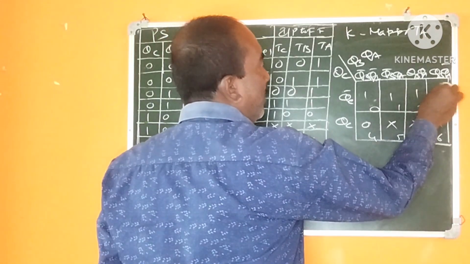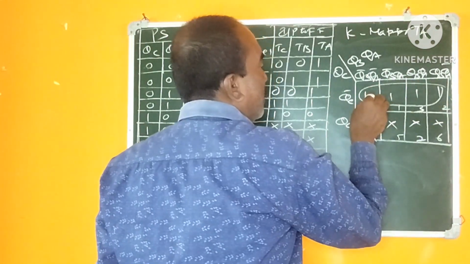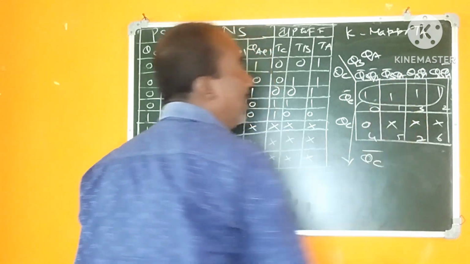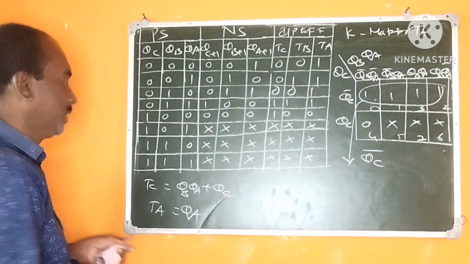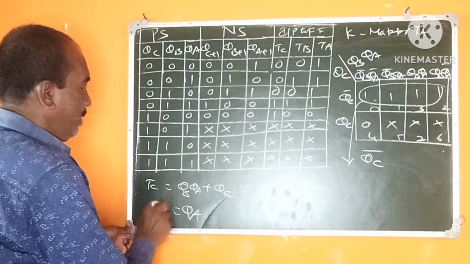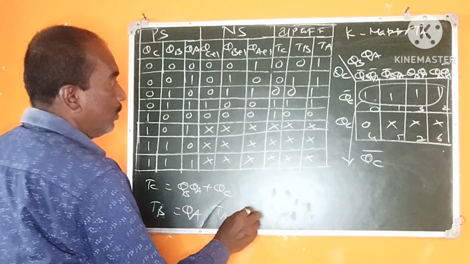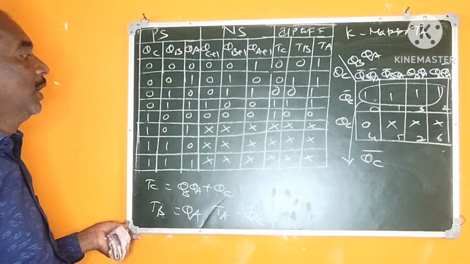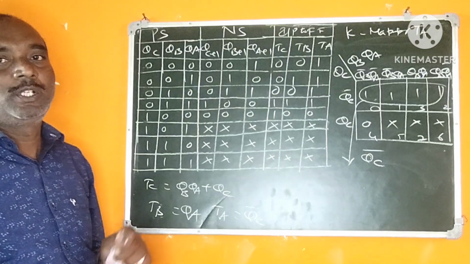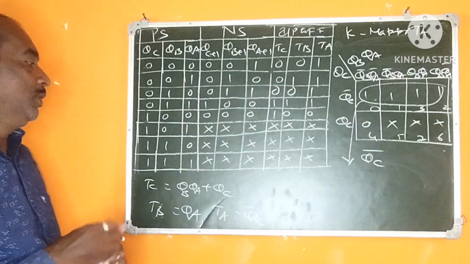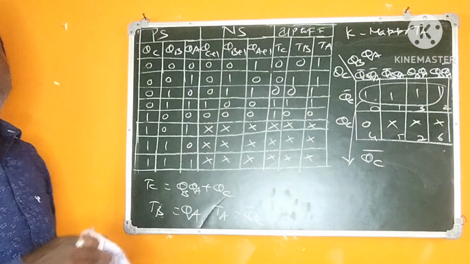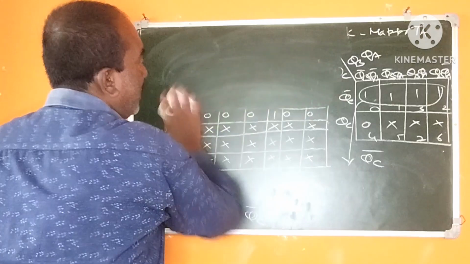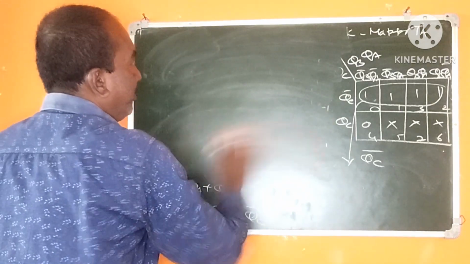Therefore, here it is a single grouping. So this can be grouped and the functional value can be represented with QC bar. Therefore, the value of TA will be equal to QC bar. So these are the inputs of the flip-flops of a 3-bit binary counter. Now you can draw the counter by using a synchronous counter. You can draw the synchronous counter with these 3 flip-flops.